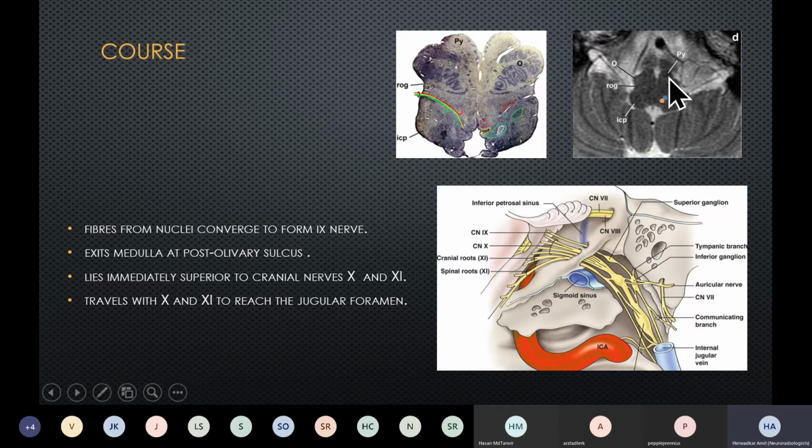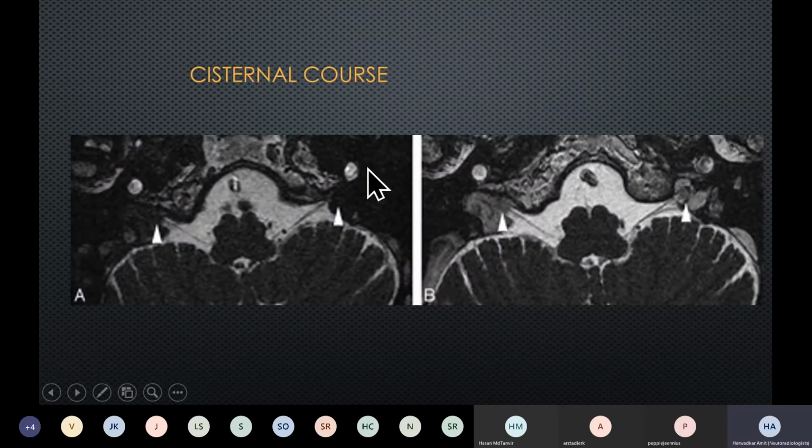This is the midline sulcus, and you can see the bulge produced by the olive, and the glossopharyngeal nerve complex is going to come out in this sulcus, which is behind the olive, and traverse towards the cerebellopontine angle towards the jugular foramen. So this is the cisternal course, if you like, of the glossopharyngeal nerve.